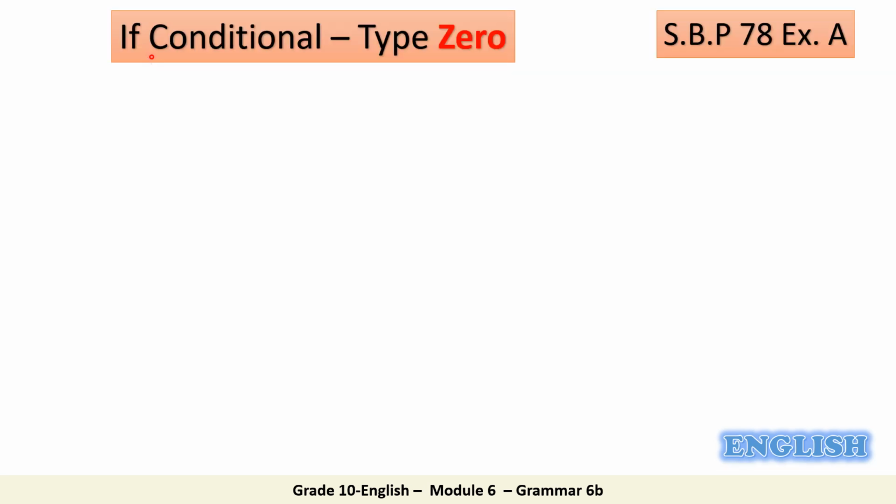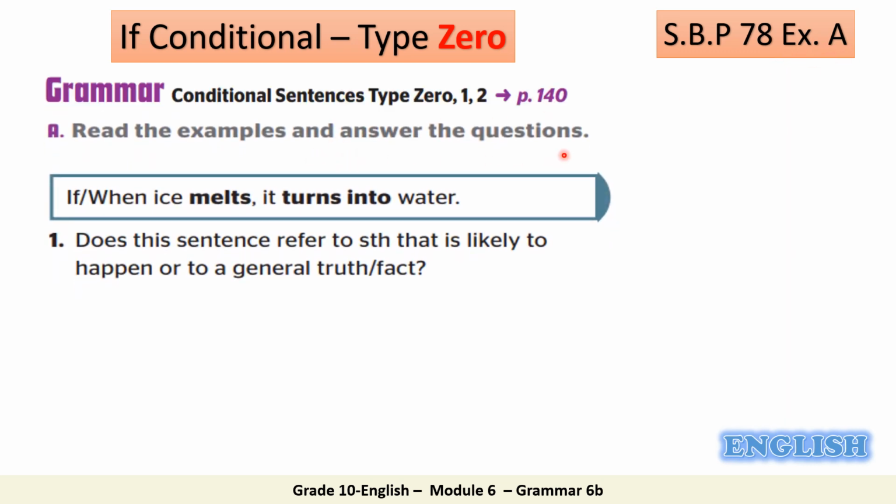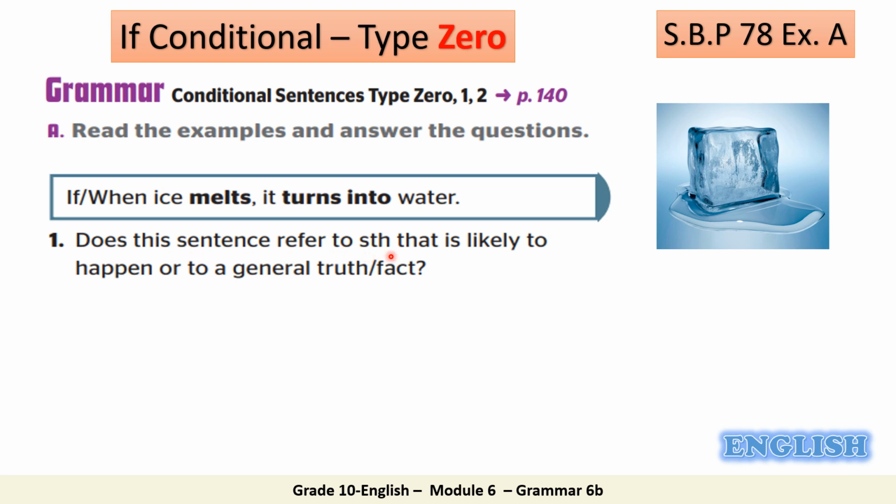Now let's start with if conditional type 0. Please open your student book, page 78, exercise A. Read the examples and answer the questions. If or when ice melts, it turns into water. Does this sentence refer to something that's likely to happen or to a general truth or fact? Now pause the video for a while, reread the sentence, and answer this question.